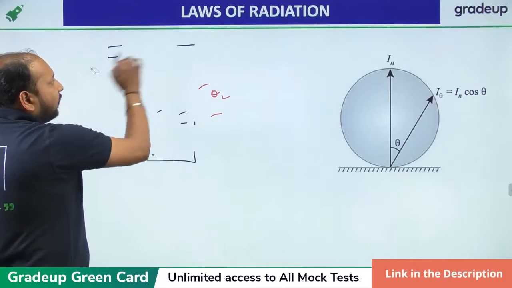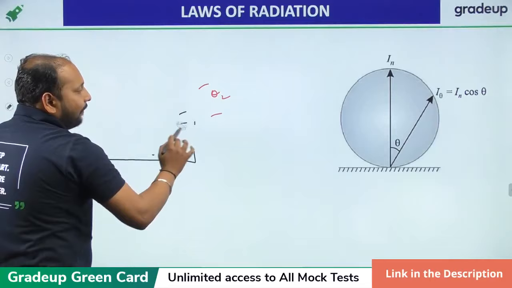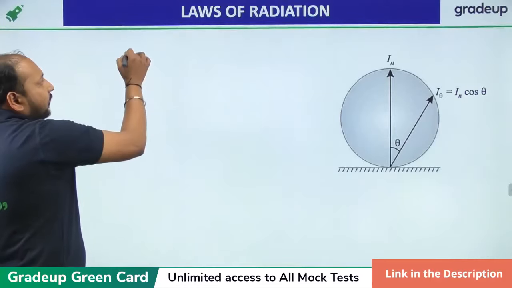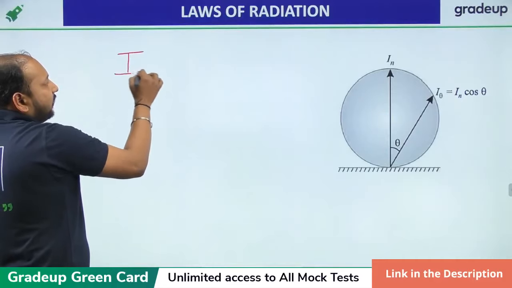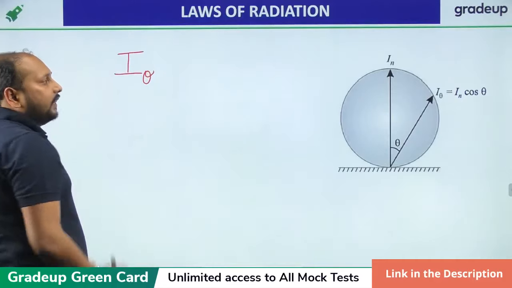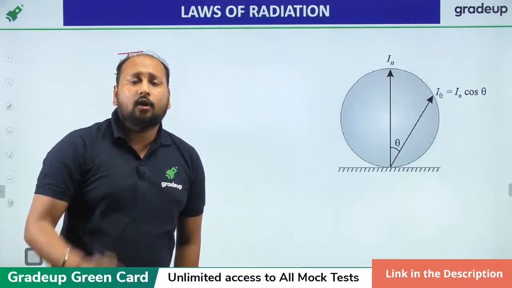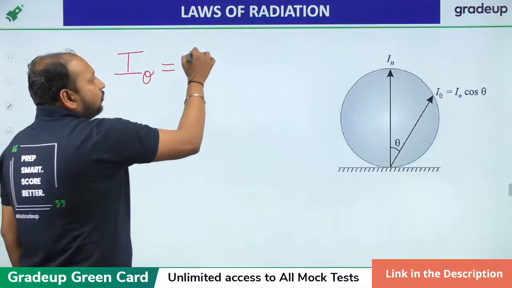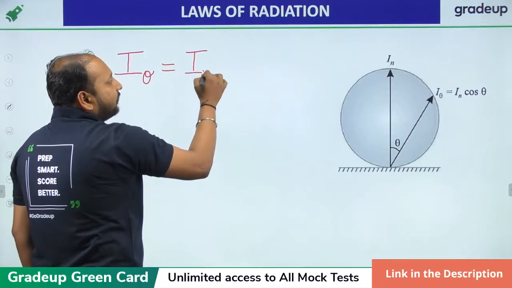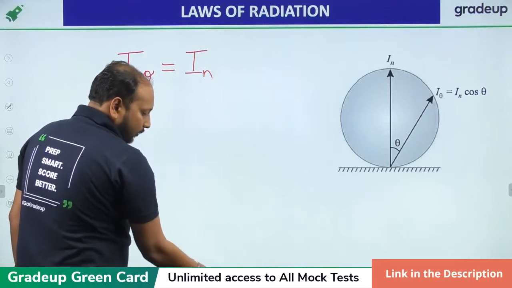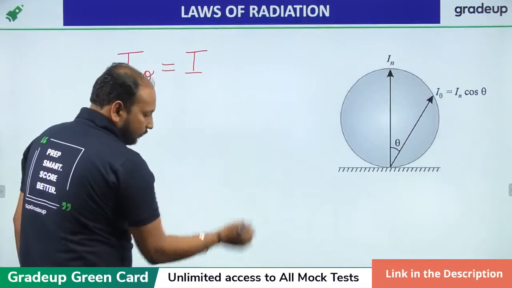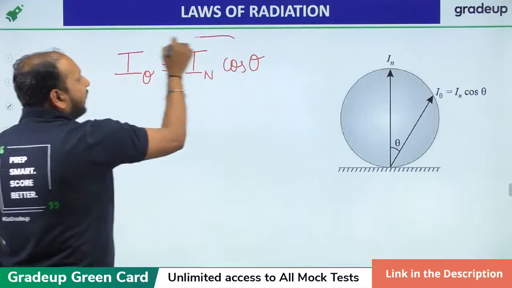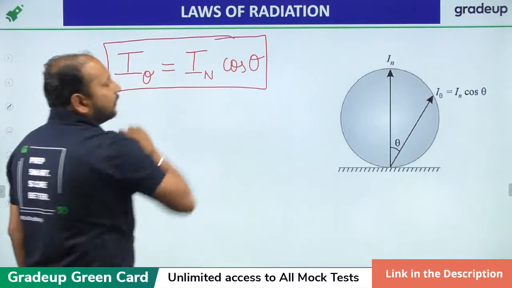Now, coming to the Lambert Cosine Law. Lambert Cosine Law states that the intensity of radiation at any angle to the normal of the surface is equal to the intensity of radiation which is normal to the surface, let me write I_N, into cos theta, the cosine of the angle between the normal and the given direction.